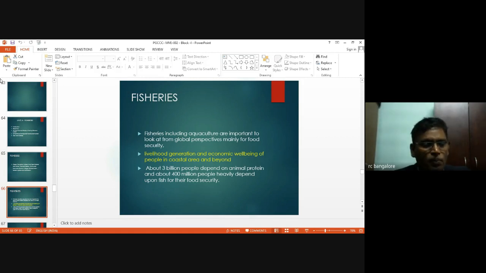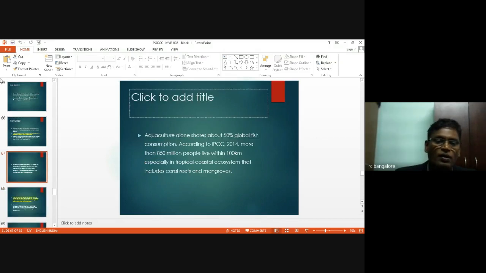So fishery is a very important sector for meeting the food demand of a large, vast number of people, and it is also livelihood generation for economic well-being. Not only food, in addition to providing food sources or proteins, it also provides economic well-being for people in coastal areas and beyond. About 3 billion people depend on animal protein, and about 400 million people are heavily dependent upon fish for their food security. So how important this sector, fisheries activity, is with respect to providing food security and economy to the population.